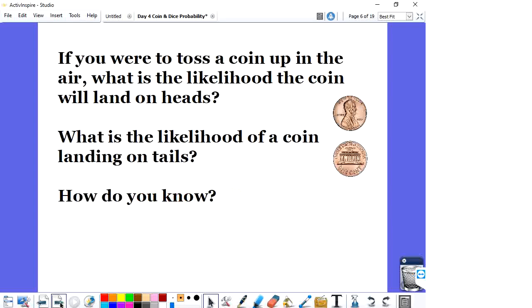Okay, now let's look at this penny again. If you were to toss up the coin in the air, what's the likelihood of the coin landing on heads? And what's the likelihood of the coin landing on tails? I want to know how you know, so go ahead and pause the video, think about the questions, and then unpause it when you're ready to answer.